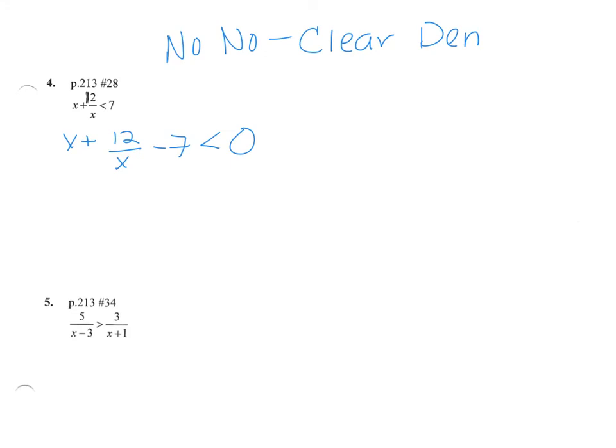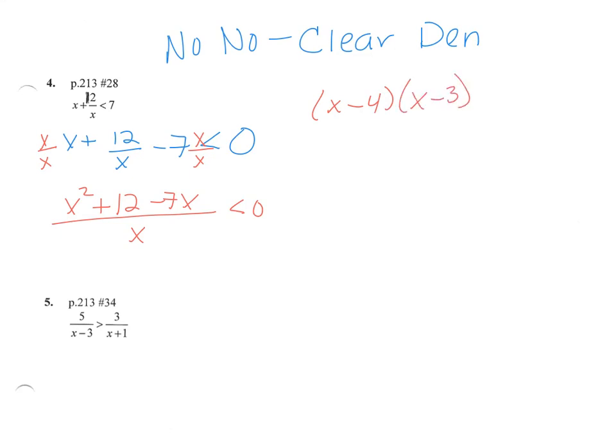And if I look at this, my common denominator is x. So if I go over here in red and I just started kind of tacking on x's to things, here's what I have. I have x squared plus 12 minus 7x on the top all over x. Now, even though it's kind of rearranged funny, hopefully you can see that the numerator is going to factor to x minus 4, x minus 3 all over x. All right, now I'm all set for that number line.